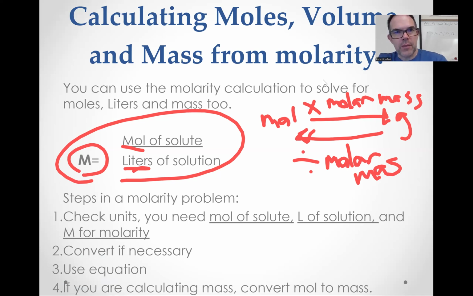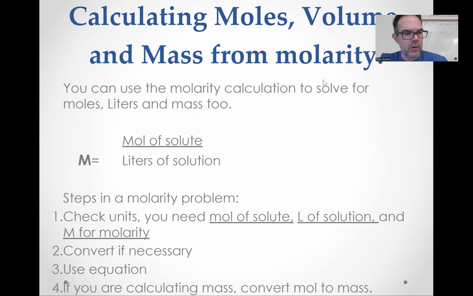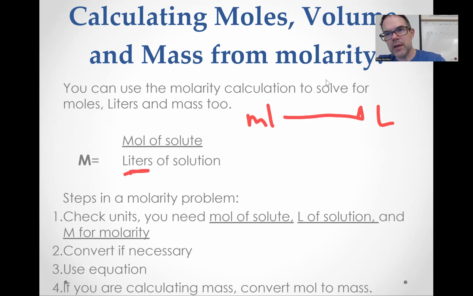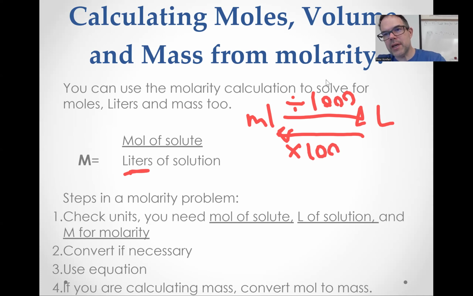The other thing you want to know is that at points we'll deal with milliliters and liters, and you need liters for this equation. If you need to go from milliliters to liters, you divide by 1,000. If you have to go the other way, which I don't think you do, you multiply by 1,000. Jot that down for your notes, and that's the end of the notes. We're going to do 3 practice problems to see how this works.